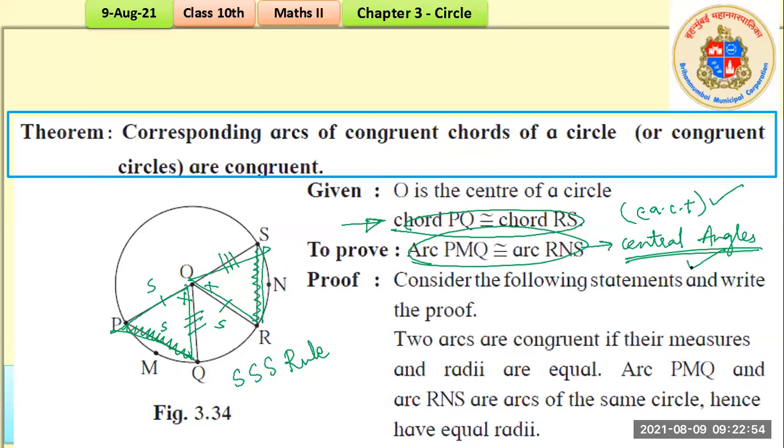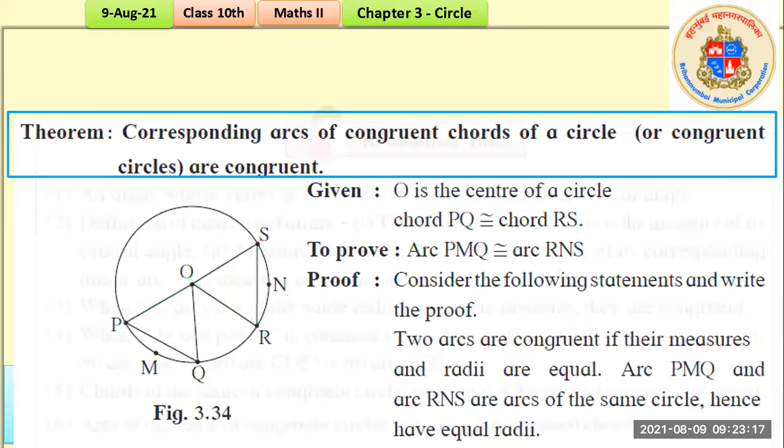And once the central angles are equal, the measure of the arcs will be equal, because the circle is the same, the radius is the same, and the measure of each arc is equal. So the arcs are congruent. This proof is left out for you. You can try this out as homework.